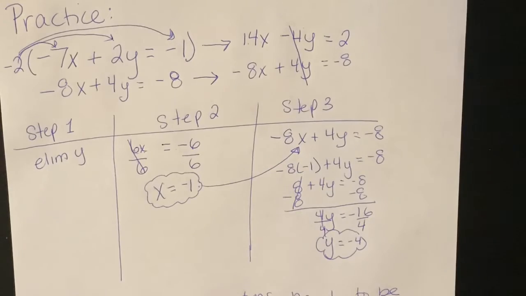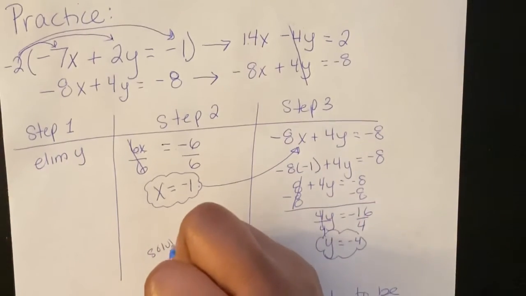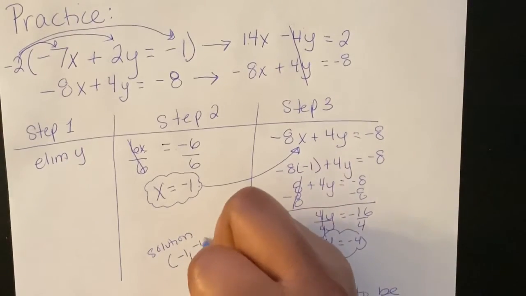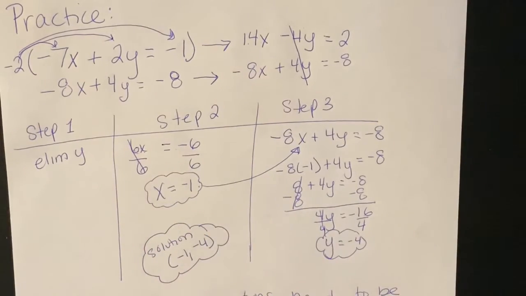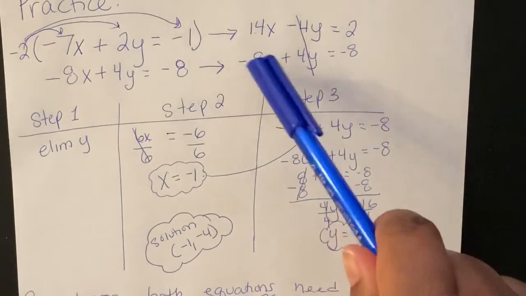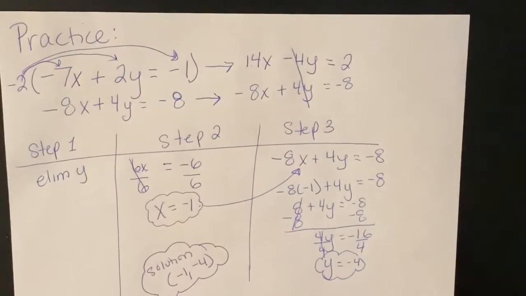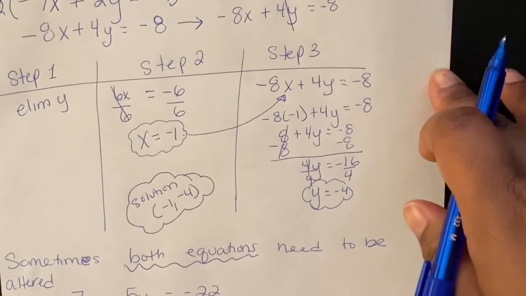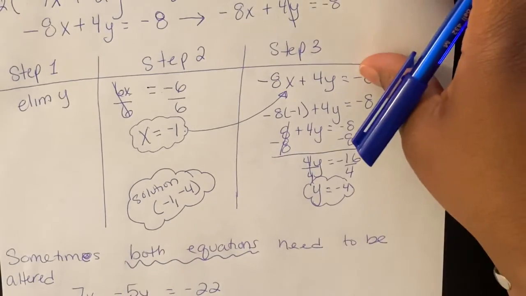Okay. So here I'm saying my solution is -1, -4. This is my answer. And then I would check it by plugging it in to both of these equations to make sure it works. And for the sake of time, it does work. I think you guys are knowledgeable about how to plug in.